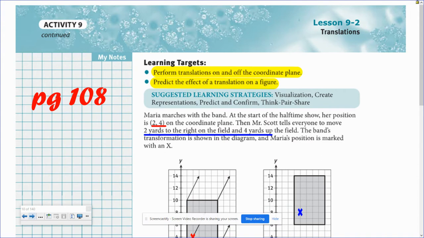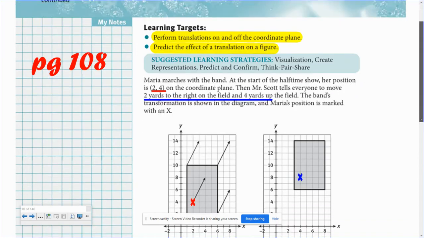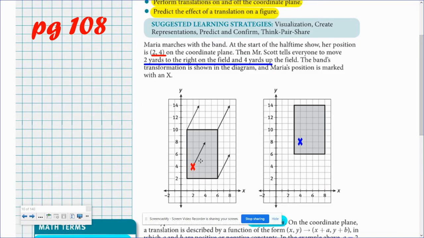Okay, so Maria marches with the band. At the start of the halftime show, her position is at 2,4. So I went ahead and marked that on the graph here. Here's 2,4. So there's her start position in red. Then Mr. Scott tells everyone to move 2 yards to the right on the field and 4 yards up. So that is the new position for Maria in blue there.